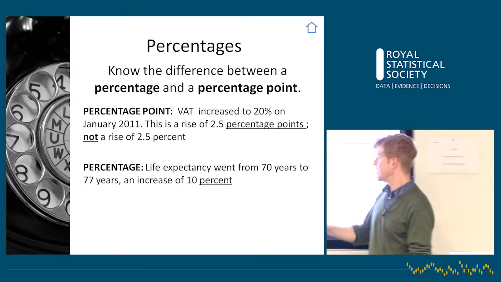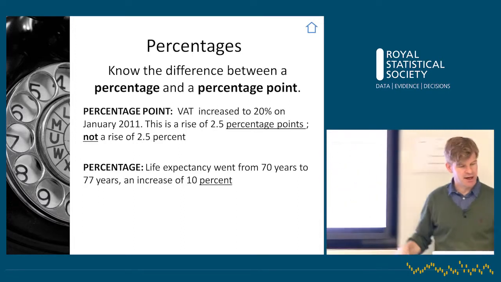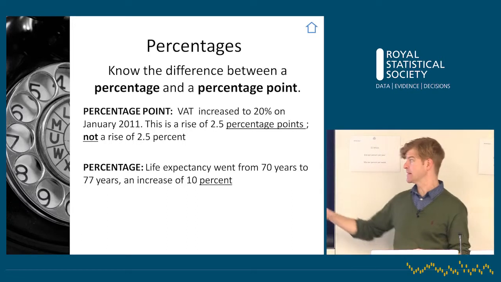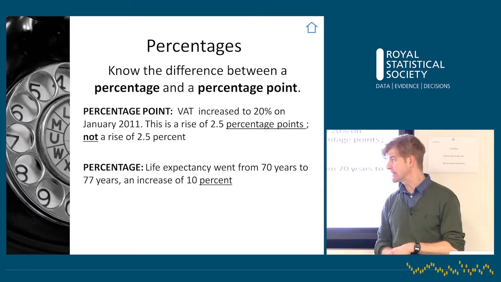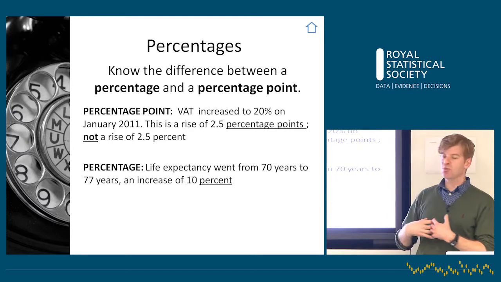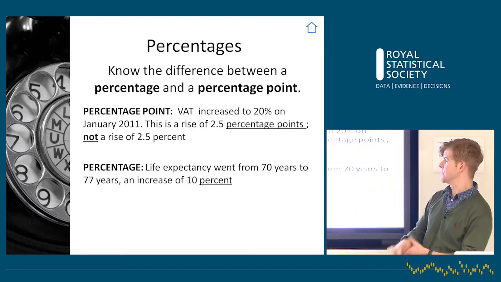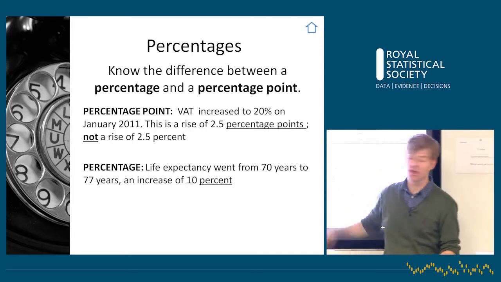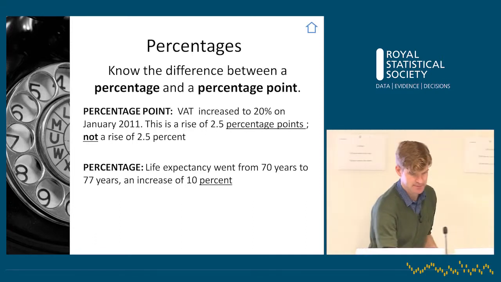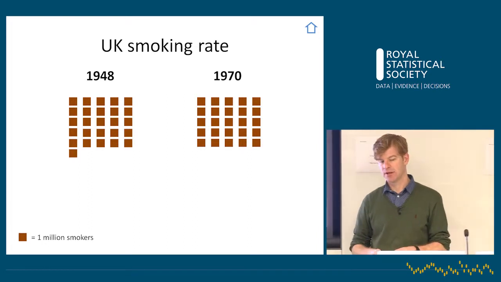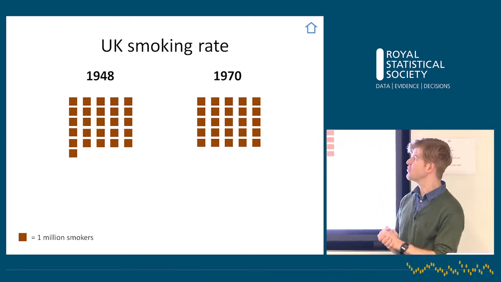In contrast, if you're not comparing percentages, say if you're saying life expectancy has gone from 70 years to 77 years, it's much more meaningful and less ambiguous to talk about the percentage change away from that 70 years. So in that case, it's an increase of 10%. This is an example which quite neatly demonstrates that.